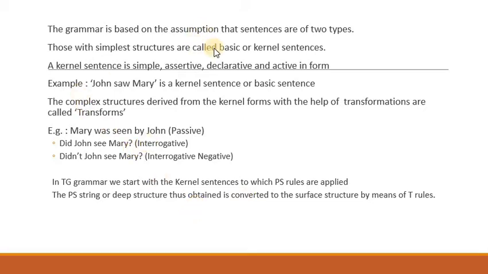An example is Mary was seen by John. When you change the kernel sentence, John saw Mary, to Mary was seen by John, it becomes passive, right? So the transformation that happens here is that of passive transformation.